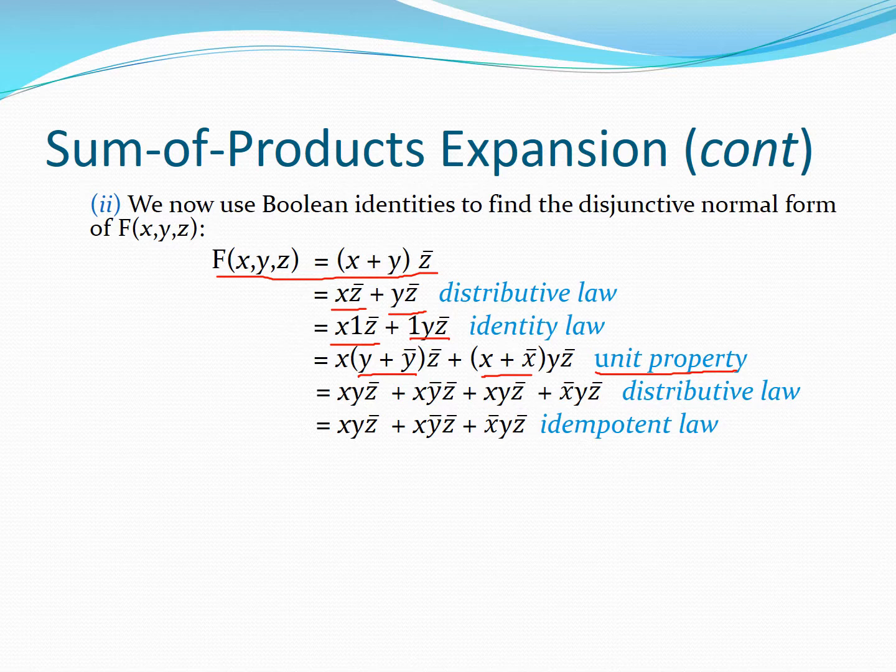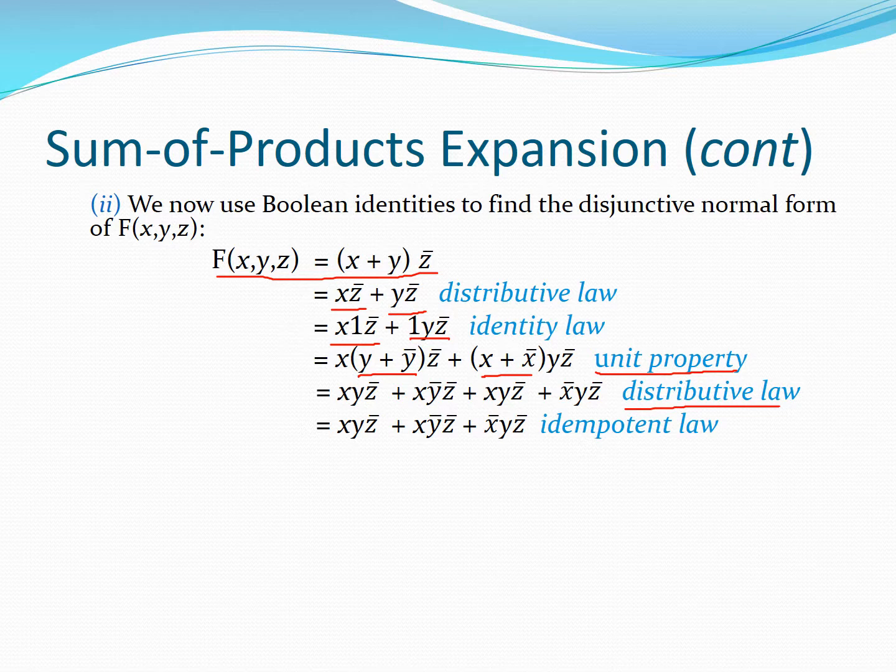So now once again use the distributive law and make sure that you have it in the most expanded format. So you have x times y times z bar plus x times y bar times z bar, and then from the second set you have x times y times z bar plus x bar times y times z bar.